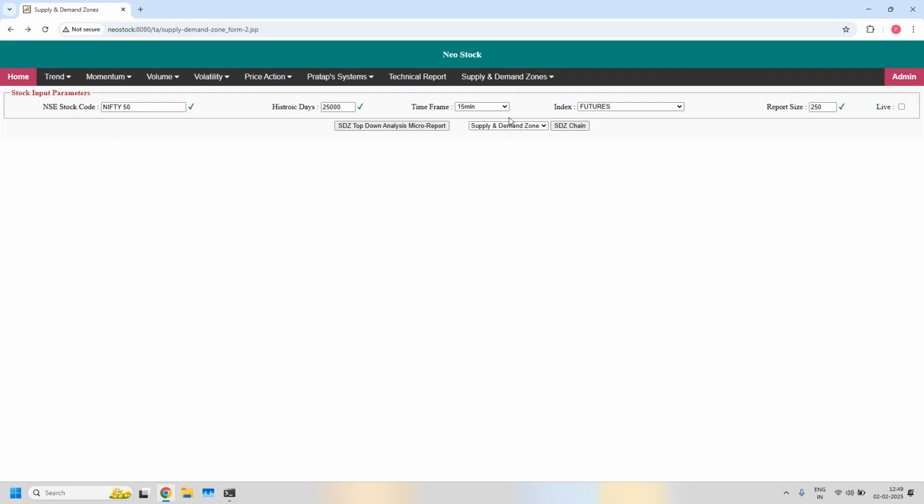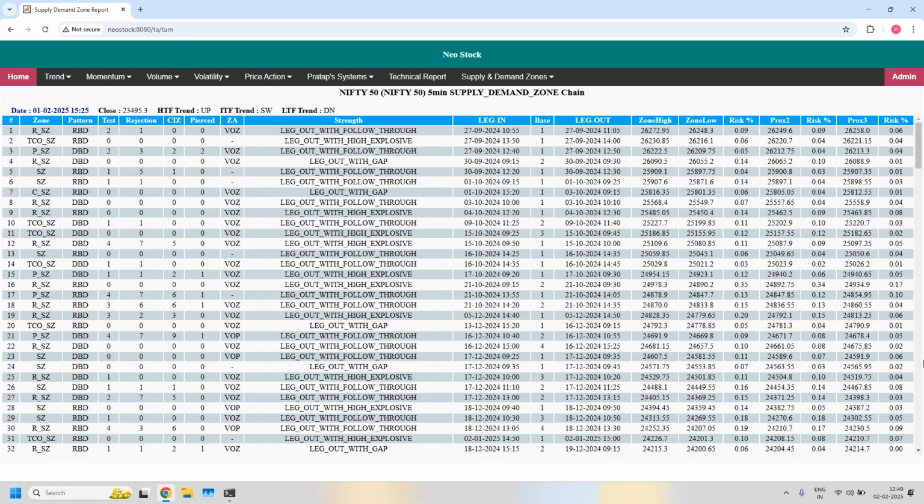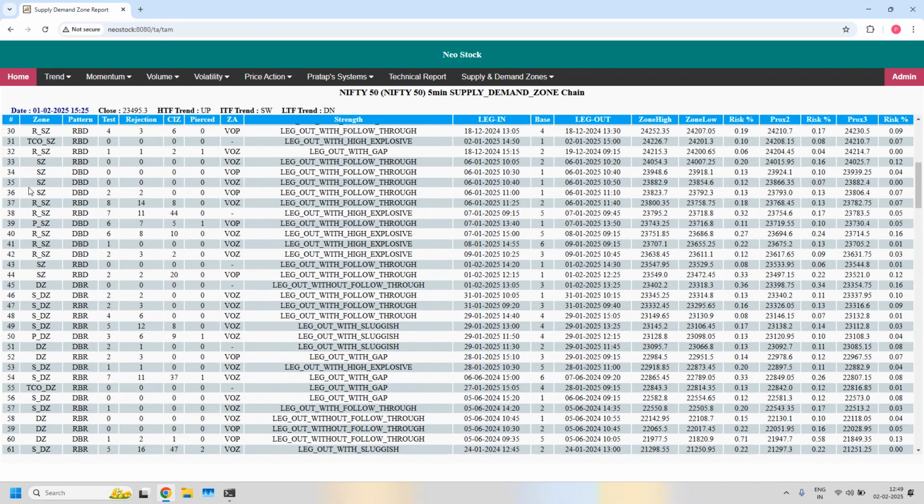Next time frame is 5 minutes, generating 5 minute supply demand zone chain for NIFTY. All are supply zones. I am scrolling the list down. So here you have the demand zone. 45 is the nearest demand zone to the current closing price. So this is about NIFTY supply demand zone chain.